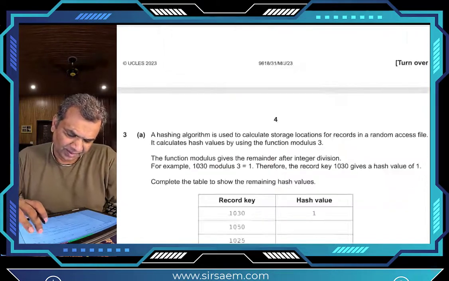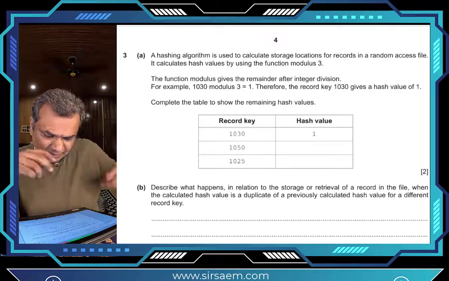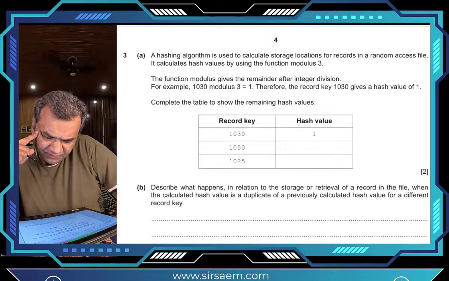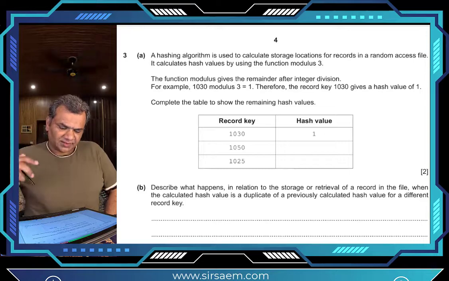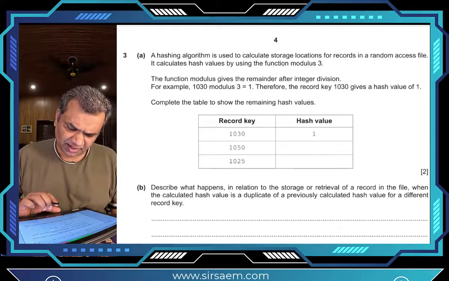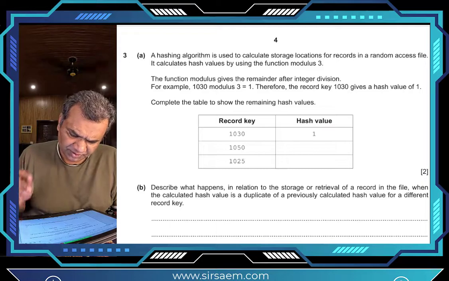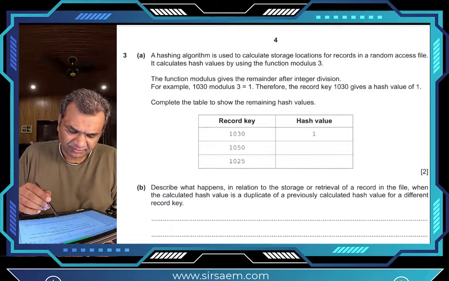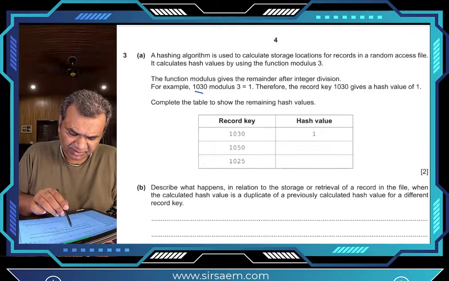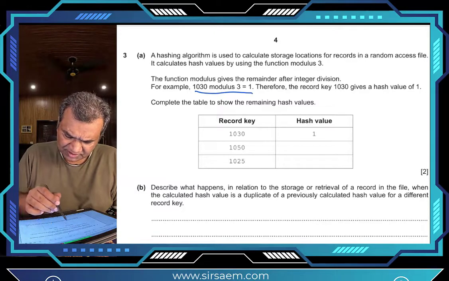A hash algorithm is used to calculate the storage location for records in a random access file. It calculates hashed values by using the function modulus 3. The function modulus gives the remainder after an integer division. So what we have to do is find the modulus and the remainder. The first one obviously is 1.